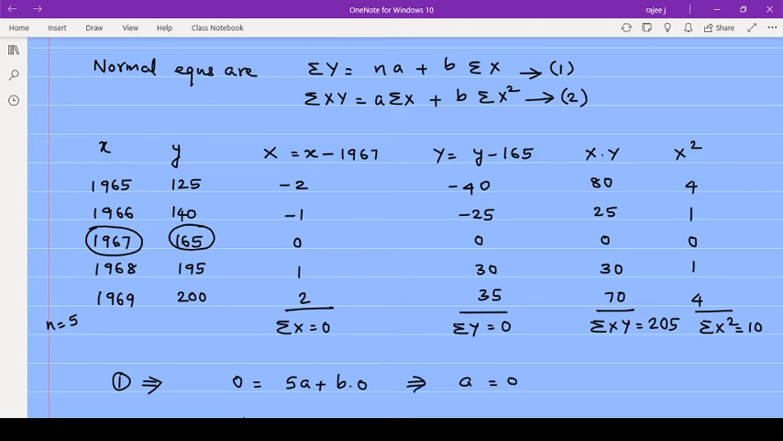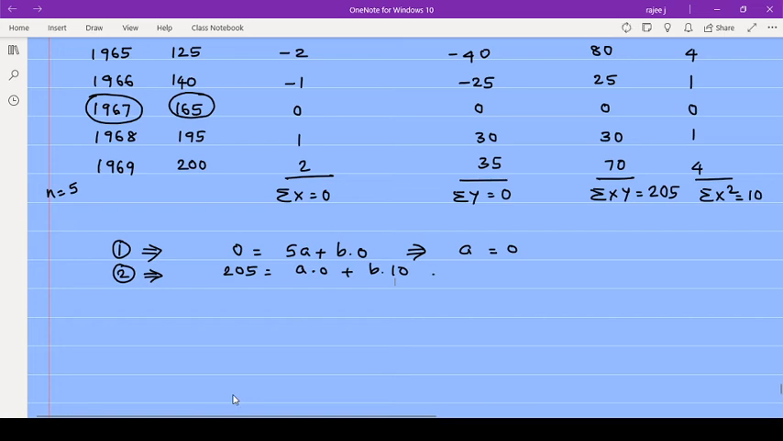Now from equation number 2, summation XY, that means 205, is equal to a into summation X, so a into 0, plus b into summation X square. Summation X square is 10. So 205 is equal to 10b. Therefore b is equal to 205 upon 10, that is 20.5. This is the value of b.